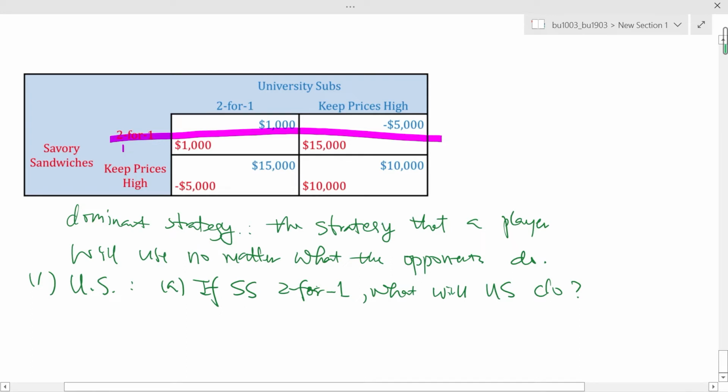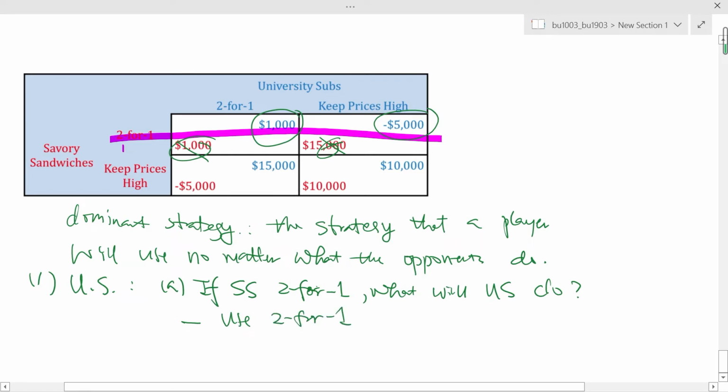University Subs will choose the one that gives it the highest payoff, so it will compare these two payoffs. By the way, you want to make sure you compare the correct payoffs, the blue payoffs here, not this one with this one. Okay, so clearly we can see that University Subs will respond by using the two for one action.